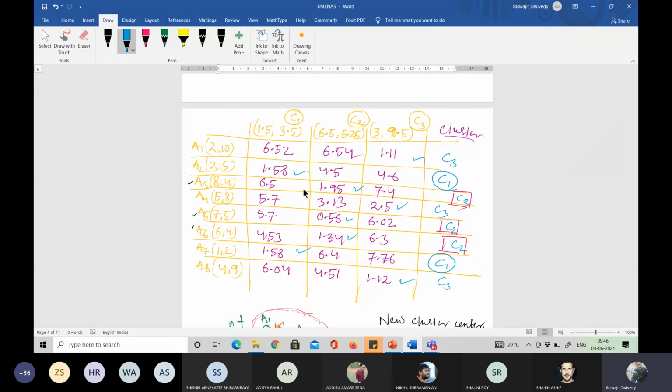You just have to find out the distance. Again, we'll be finding out the distance with respect to the new cluster centers. You can see it here. All these calculations have been performed, so always perform these tabular form calculations.